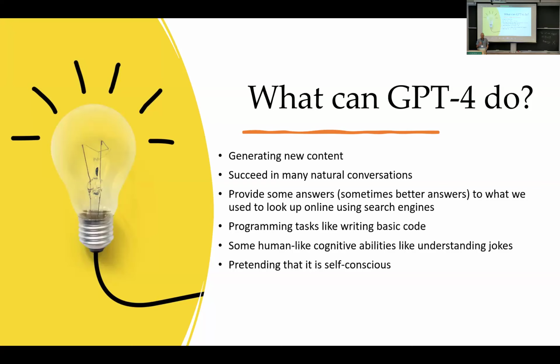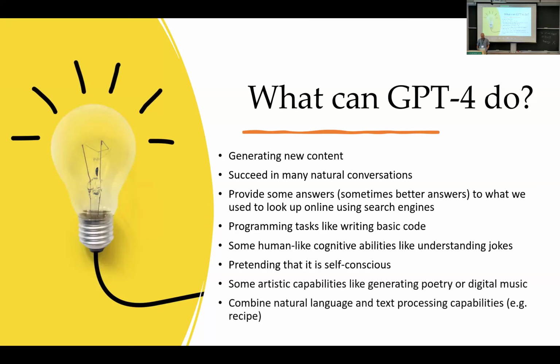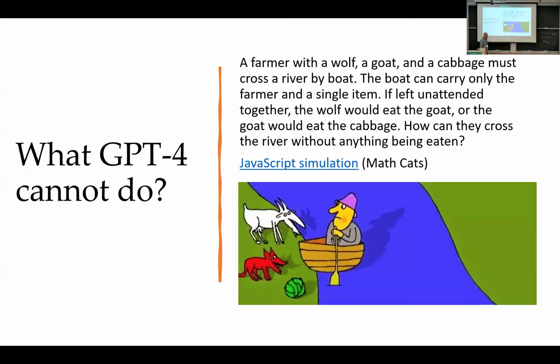It has some human-like cognitive abilities, like understanding jokes, or at least it pretends that it understands jokes. Pretending that it is self-conscious. Again, I guess the pretending part is important. And some artistic capabilities, like generating poetry or digital music. And also it can combine natural language and image processing, I guess. That was what I meant to write here. All right, but I think what is more important is what it cannot do.